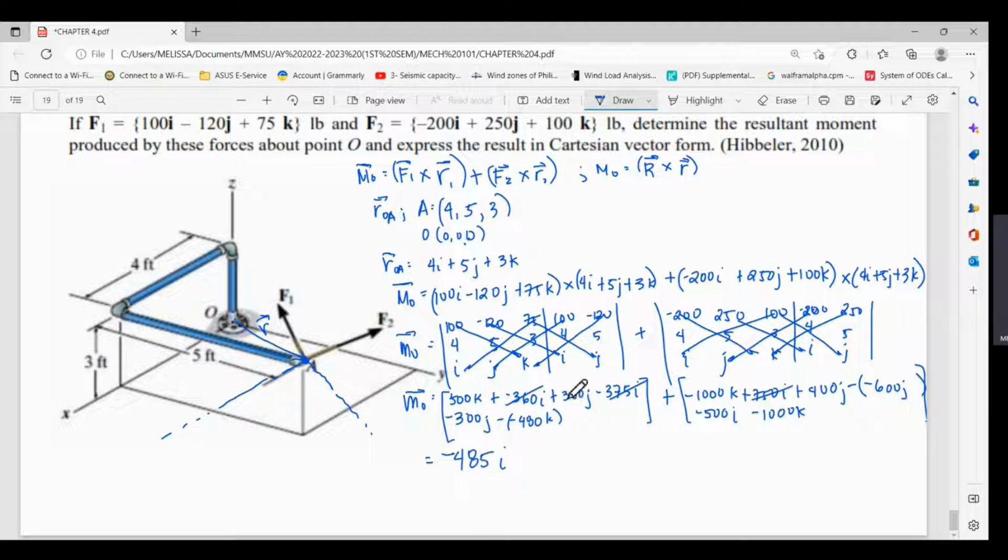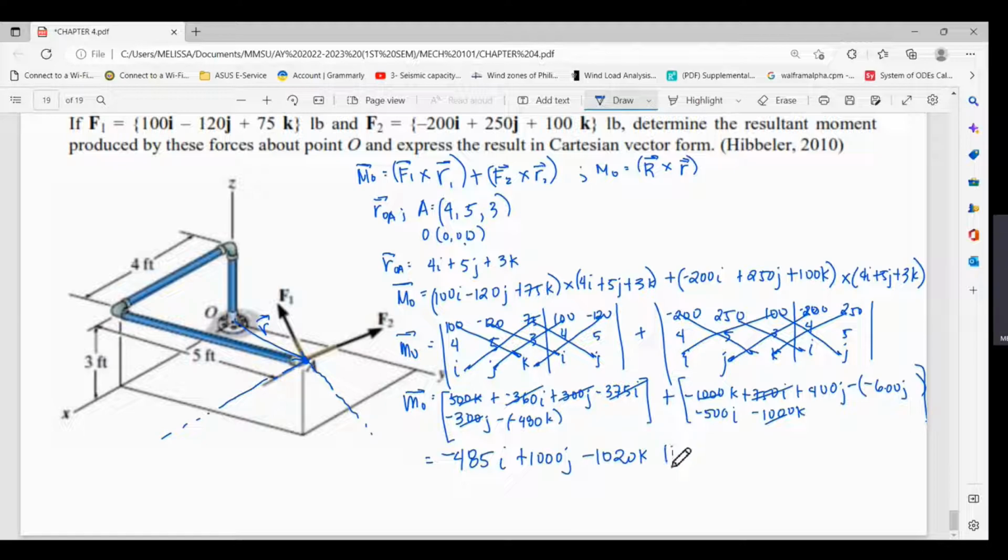I. Tapos lahat ng J. So, we have 300. Minus 300, 0. Tapos dito, 400. Tapos, negative 600. So, we have 1,000. Plus 1,000 J. Tapos yung K, 500. Plus 480. Minus 1,000, 1,000. Minus 2,000. So, we have negative 1020. Negative 1020 IJK. So this is now what?